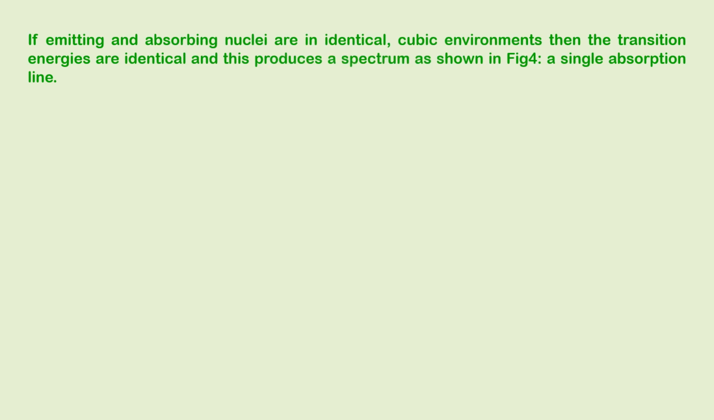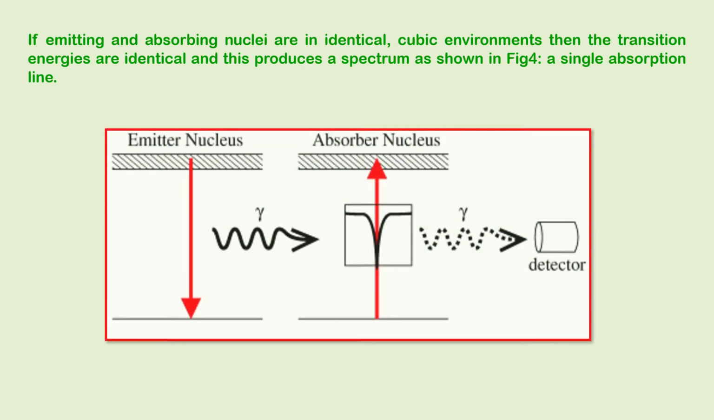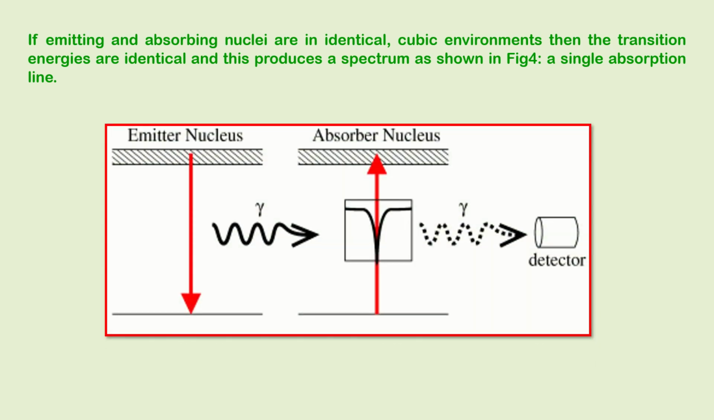If the emitting and absorbing nuclei are in identical cubic environments, then the transition energies are identical, and this produces a spectrum as shown in the figure, a single absorption line. Here we can see the single absorption line. So this is about the Mossbauer effect. In the next video lecture we will discuss the isomer shift. Thank you.